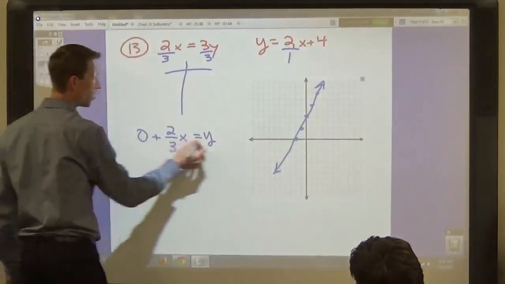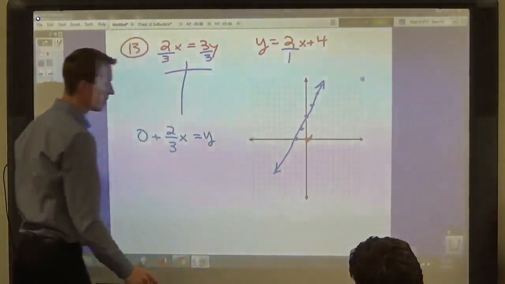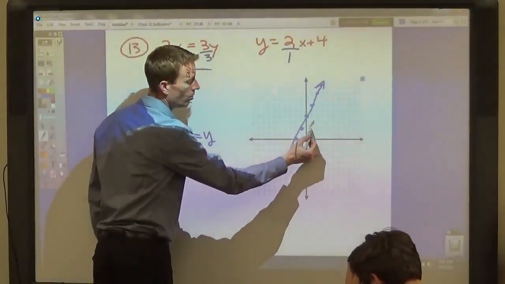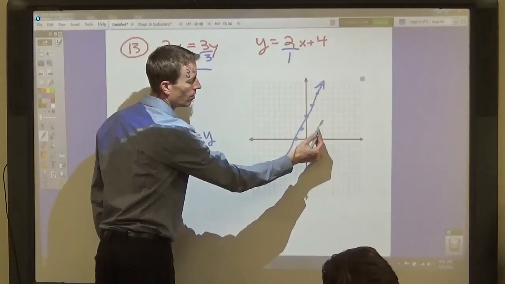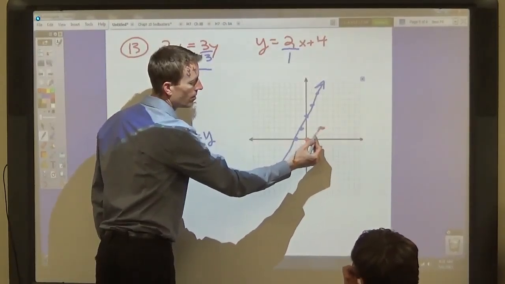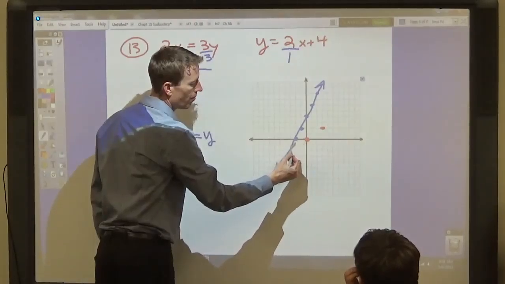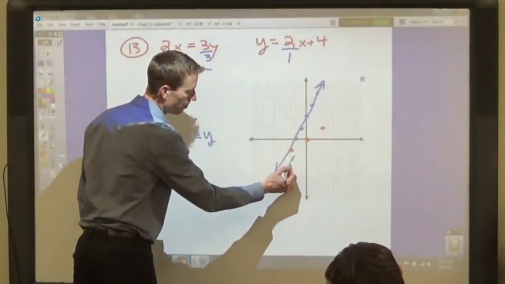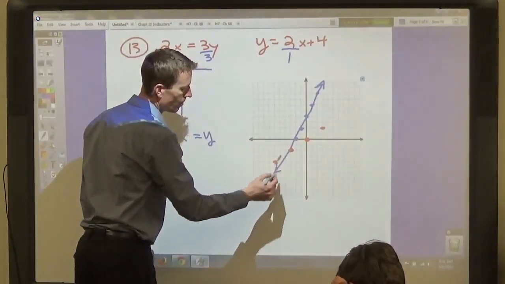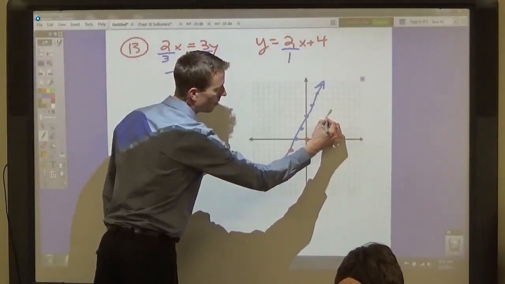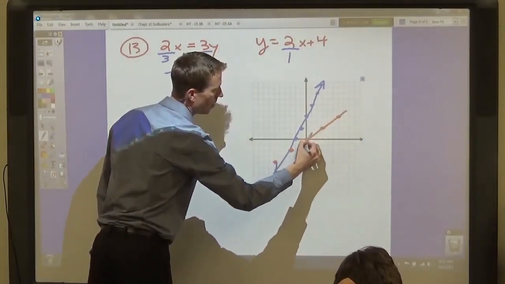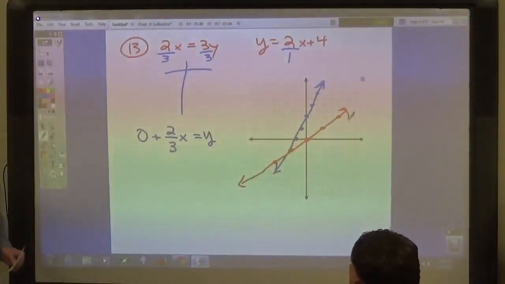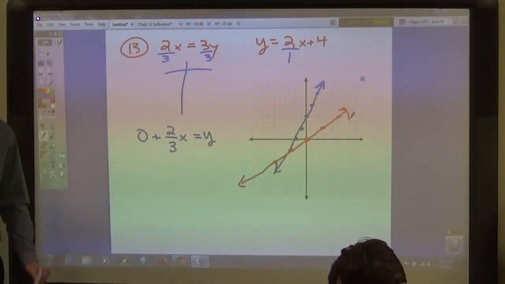Yep. So I'll put this one in red. What's the slope? 2 over 3, right? Or down to the left 3. See where it changes? So they cross. You'll have to find where they cross. I'm not going to give you that. And then check the solution. Okay.